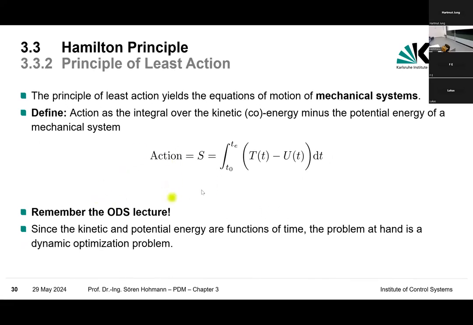So now you remember the ODS lecture, hopefully, what we did to get the equations of motion: we played around with how to solve such kinds of problems, to minimize the action with respect to the various variables which are present. So our aim is to minimize S.